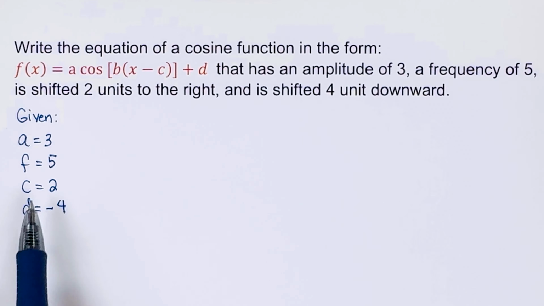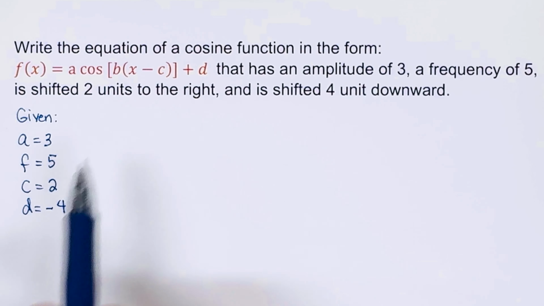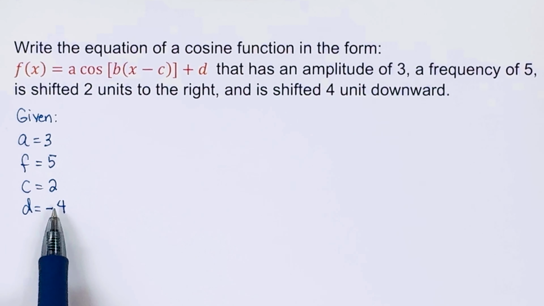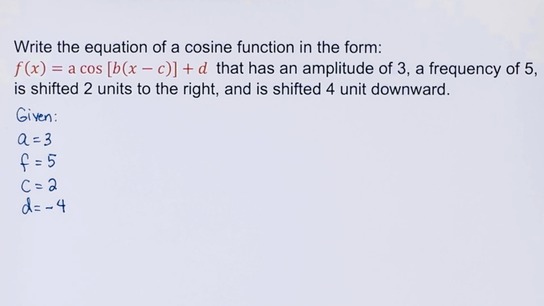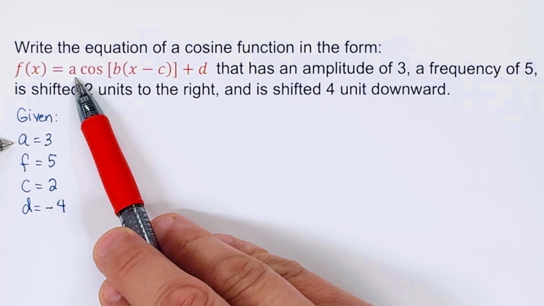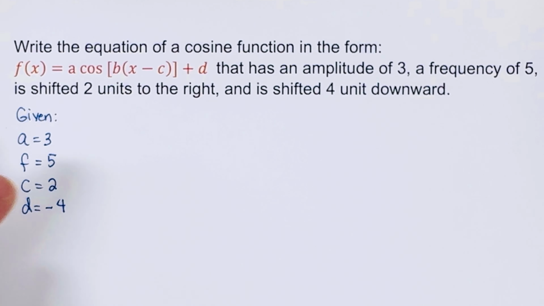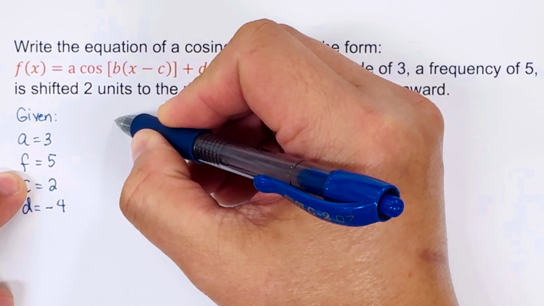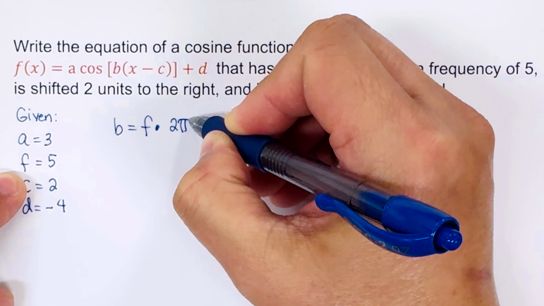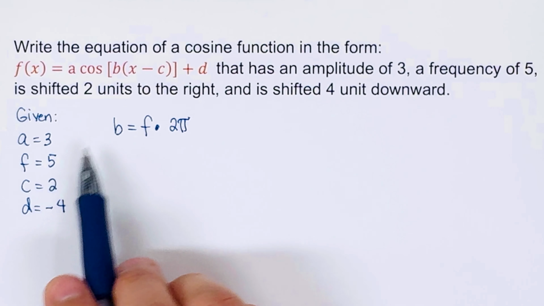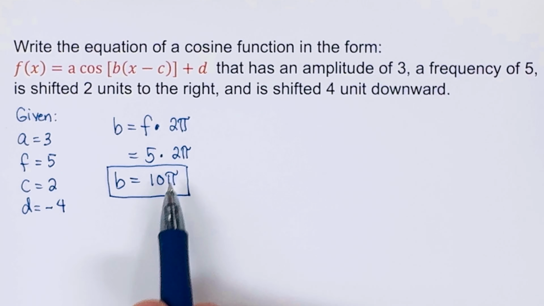Please notice that our C value here is positive because it was shifted to the right. And our parameter D is -4 because it was shifted downward. Now looking at this, we already have the variables A, C, and D. We're missing B. We can solve for B given the frequency. The formula for B again is frequency times 2 pi. So I'm going to plug in the value 5 here to solve for B. So our B value is 10 pi.